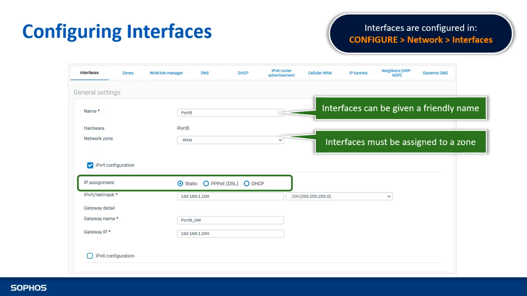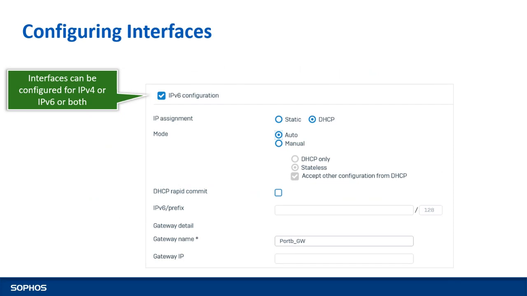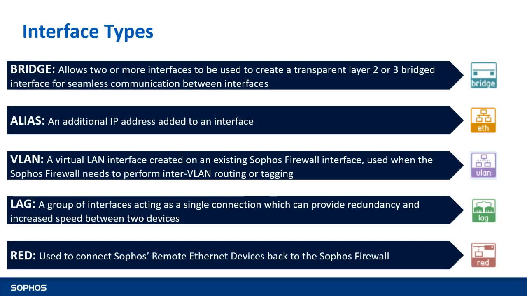The IPv4 configuration also supports configuration through PPPoE. You can configure interfaces with IPv4 or IPv6 or both. This is necessary in addition to this use. Configure the network adapters in Sophos Firewall, sorry. Other interface types can be created. These are the bridge, which allows two or more interfaces to be used to create a transparent layer 2 or 3 bridge, the alias, the VLAN, the WWAN, and the RED.